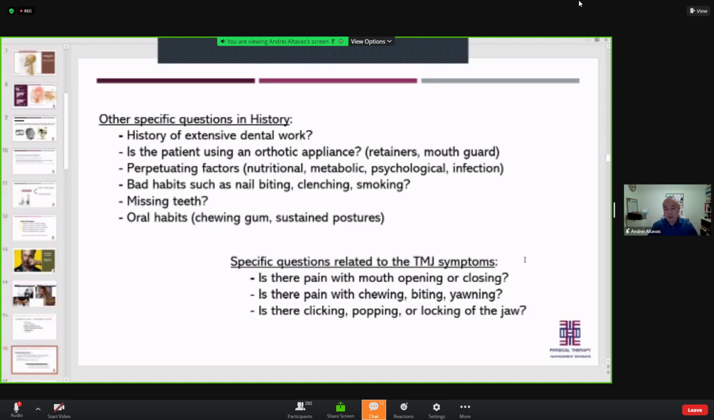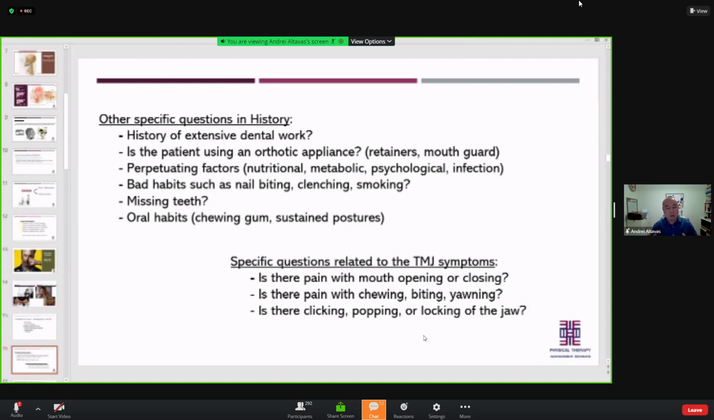Specific questions related to TMJ. Is there pain with mouth opening or closing? Is there pain with chewing, biting, and yawning? Is there clicking, popping, and locking of the jaw? The third question, clicking, popping, and locking of the jaw, is indicative of a disc displacement, a disc derangement with reduction or a disc displacement without reduction.